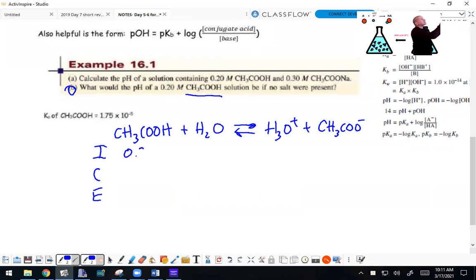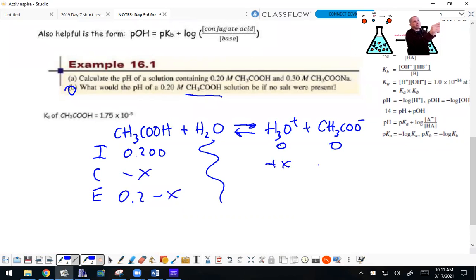Okay, so we got 0.2 to start with. We don't care about water, 0 and 0. I'm going to go through this quickly because this is, again, completely review. And if you don't know what I'm talking about here, go back and learn.